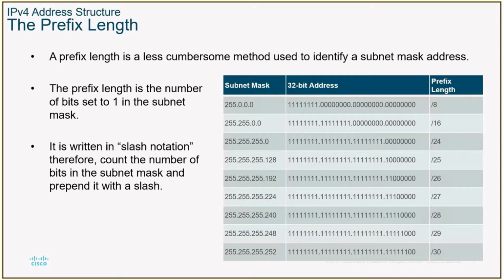And so it is written in slash notation, therefore count the number of bits in the subnet mask and prepend it with a slash. And so that's what they're saying here: with this one, you can count the ones here. There's 24 of them, so you do slash 24. And the slash is there just because you often write the IP address slash 24 all in one string of characters, and the slash is just a delimiter so you know that the IP address is finished here and the prefix length is here, basically.